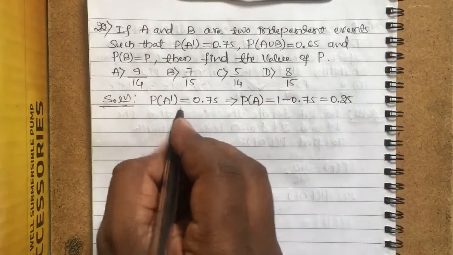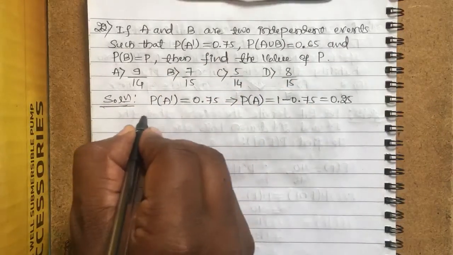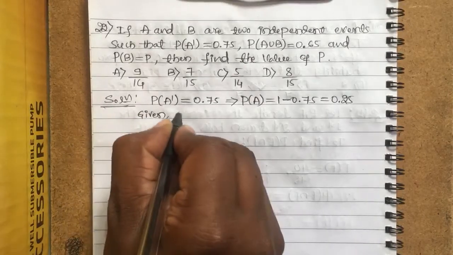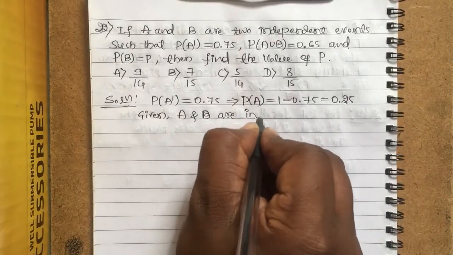Now he has given that A and B are independent events. Given A and B are independent.